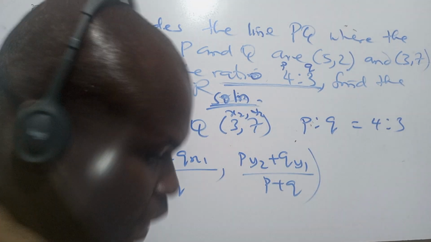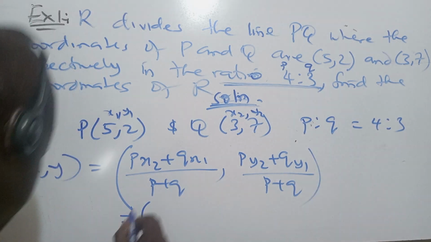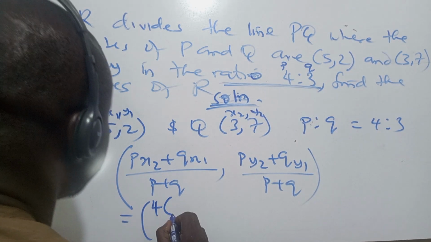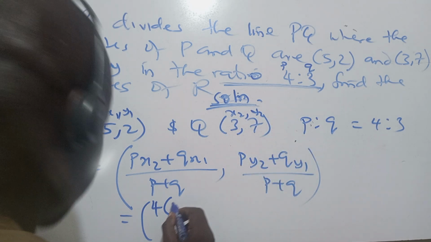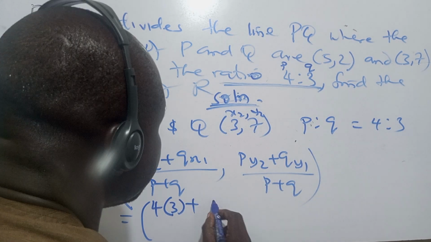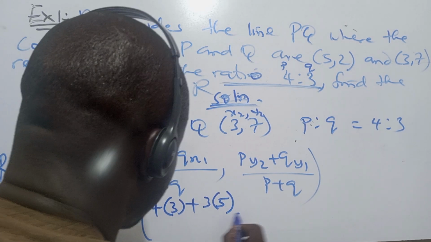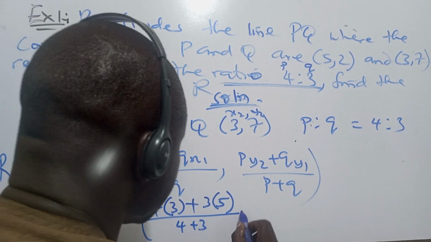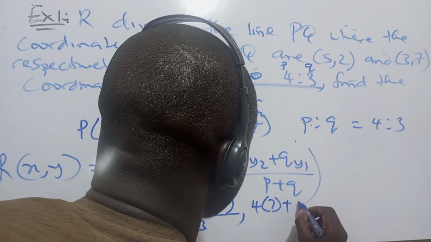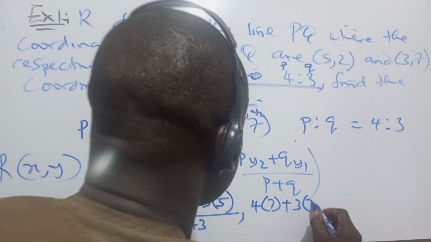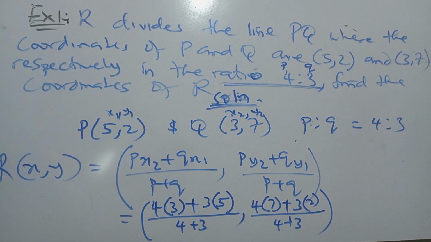Then we substitute the values of everything there. P is 4, x2 is 3, plus Q, which is 3, into x1, which is 5, all over 4 plus 3, comma, P is 4, y2 is 7, plus Q is 3, then y1 is 2, all over 4 plus 3. So that's what we are going to have.